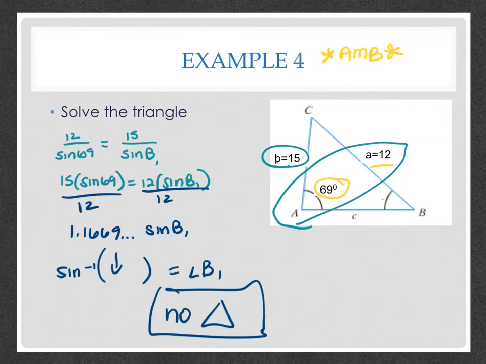Same thing when we get cosines. Or your calculator will yell at you. Like if I go to hit sine -1 of 1.16, it's going to give me an error. So that is one of the three cases. So the first one is you get one triangle, right? Second one is no triangle.